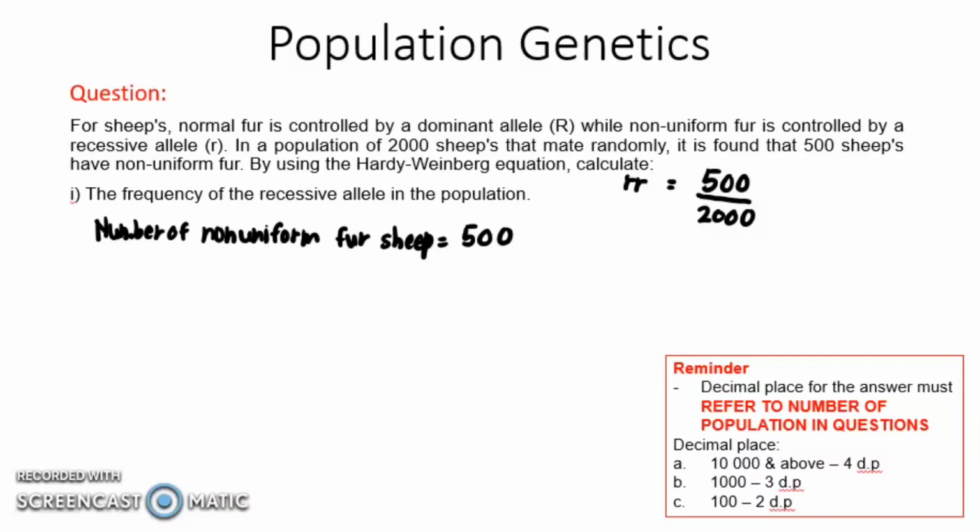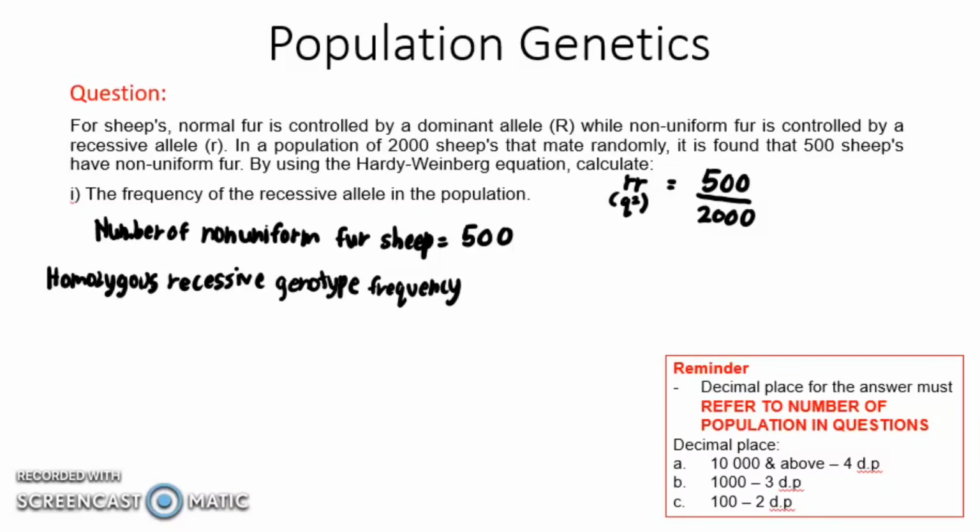So in terms of frequency, the homozygous recessive genotype frequency in the Hardy-Weinberg equation is represented by q square. So we have got the value of q square. What you need to write here is, firstly, homozygous recessive genotype frequency, comma, q square. You must write what q square represents: homozygous recessive genotype frequency, comma, q square equal to 500 over 2,000.